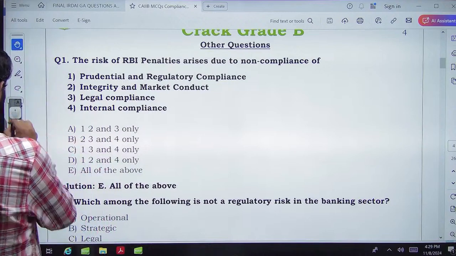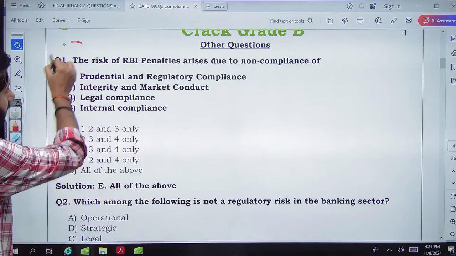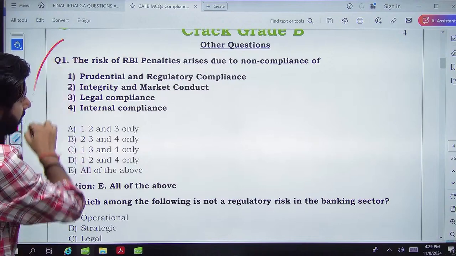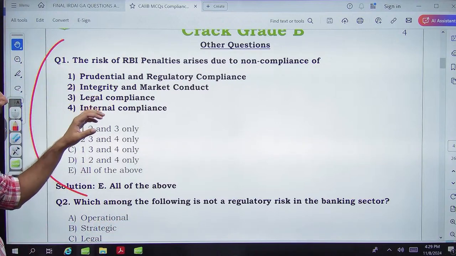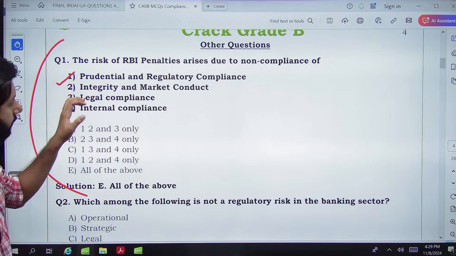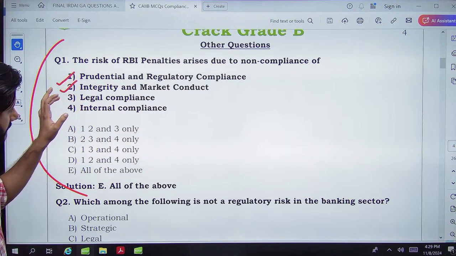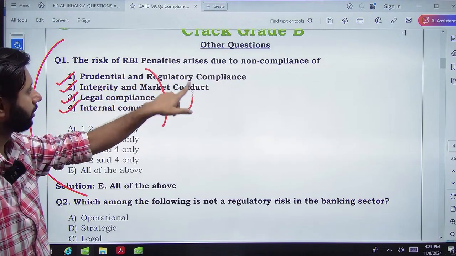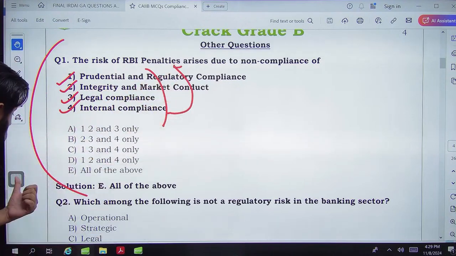Chaliye, first question, again simple logic based. The risk of RBI penalty, solution I've already given. The risk of RBI penalty arises due to non-compliance of prudential compliance, integrity, market conduct, legal compliance, internal compliance. ये सारे कंप्लायंस अगर आप फॉलो नहीं करेंगे देन आरबीआई पेनल्टी आपको लग सकती है.